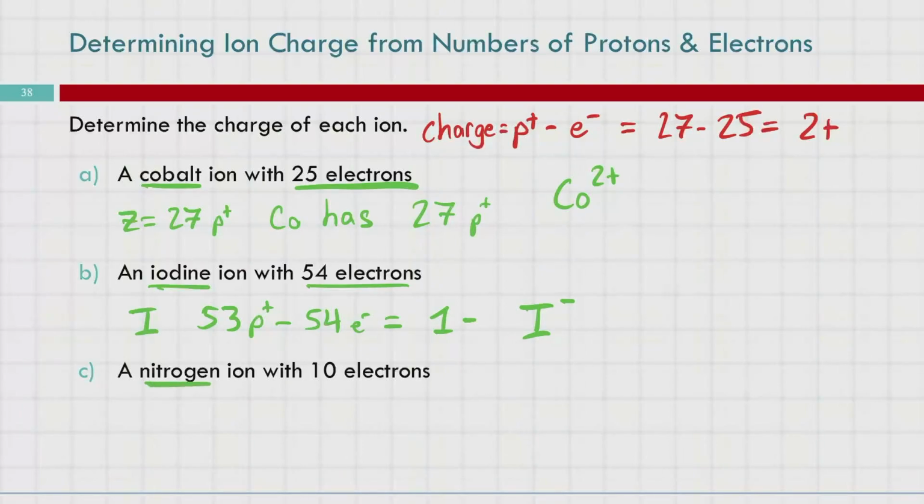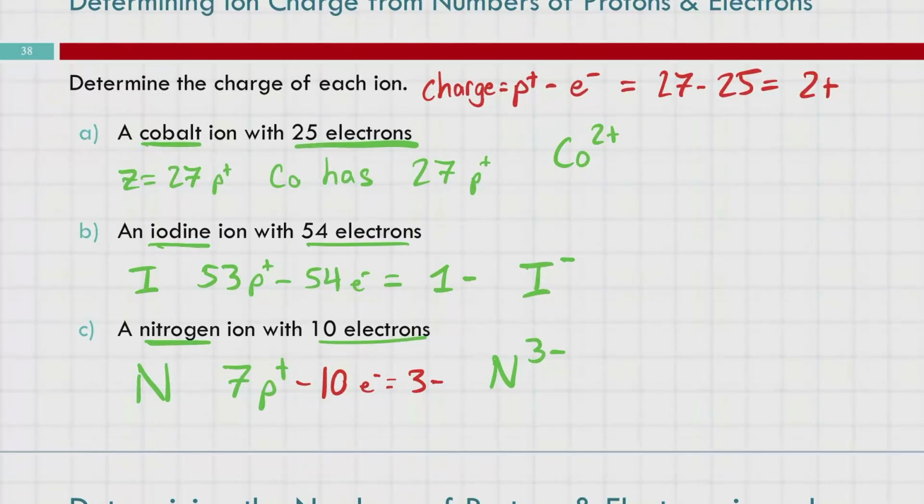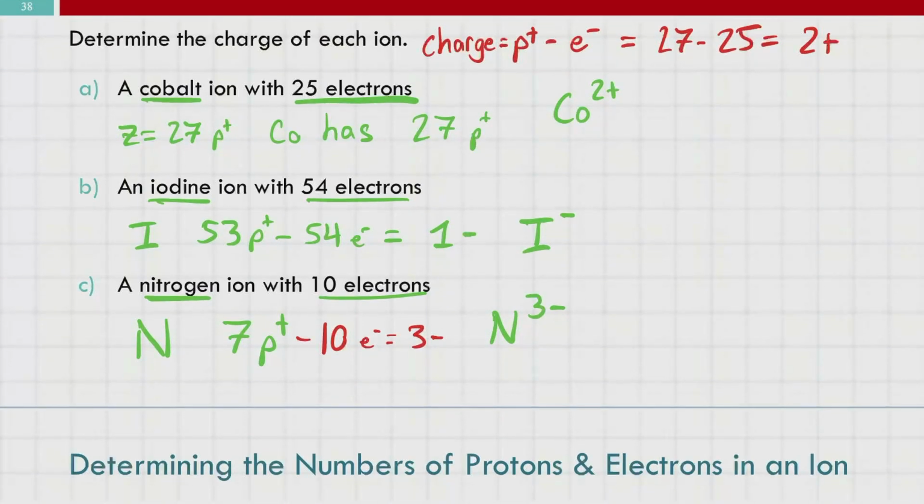For nitrogen, we find nitrogen on the periodic table. Its symbol is N. It's got a number of 7 in the top right corner, which means that it has 7 protons. It's got 10 electrons, so we have more electrons. We've got 3 more electrons, so it's N 3 minus. We could also subtract our 10 electrons from our 7 protons, and we get 3 minus, or negative 3. Questions? Beautiful.